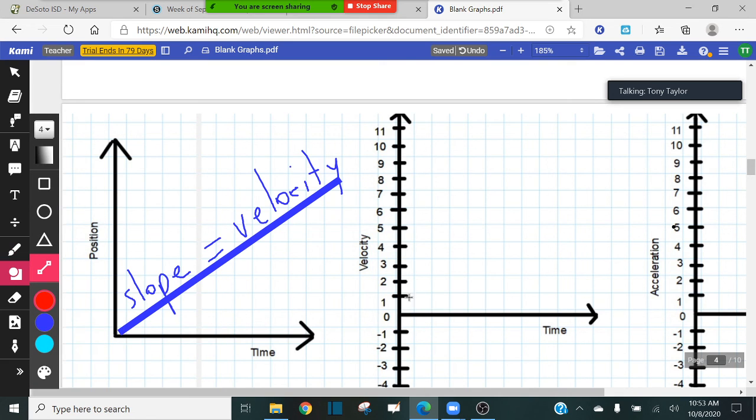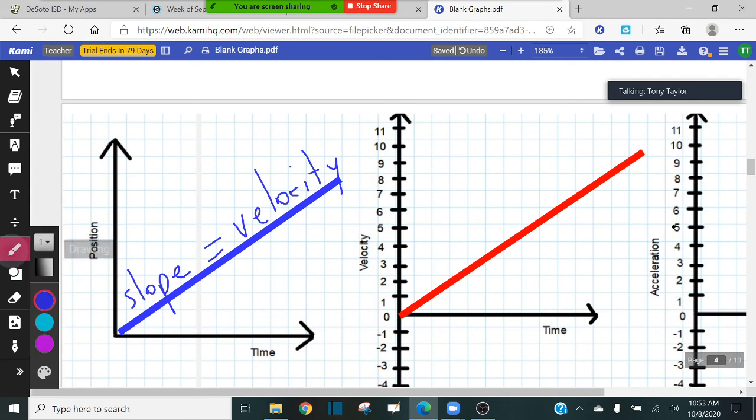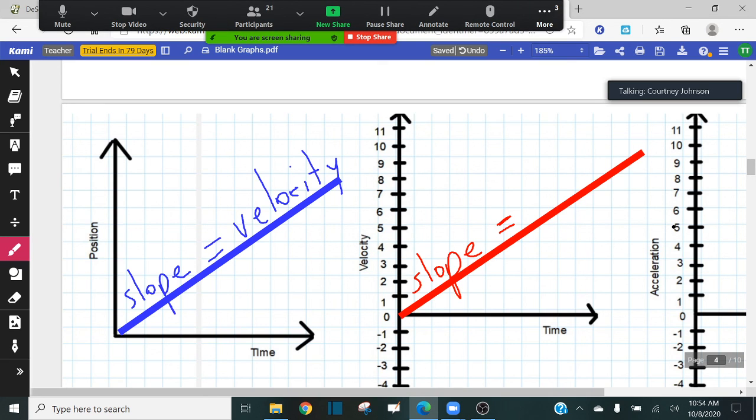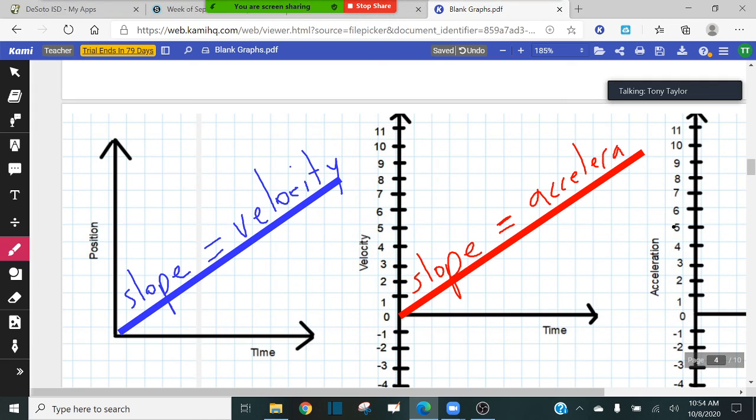But guys, let me ask you a question. What if I give you a velocity versus time graph and I ask you to take the slope of that line? What physical quantity does the slope represent? I'm going to give y'all a hint. It starts with an A. Acceleration. Yes, ma'am.